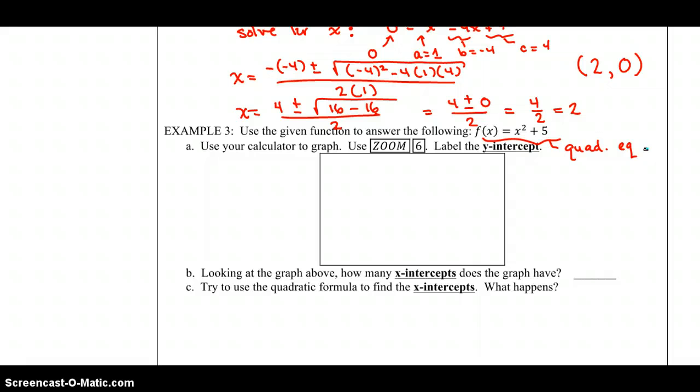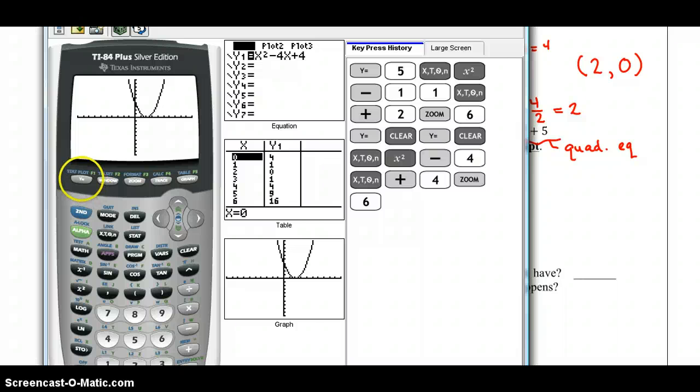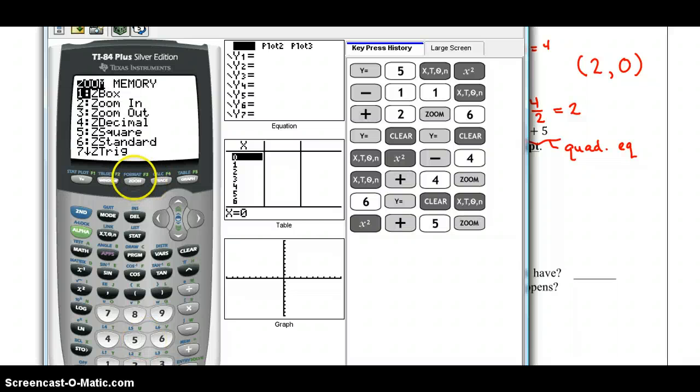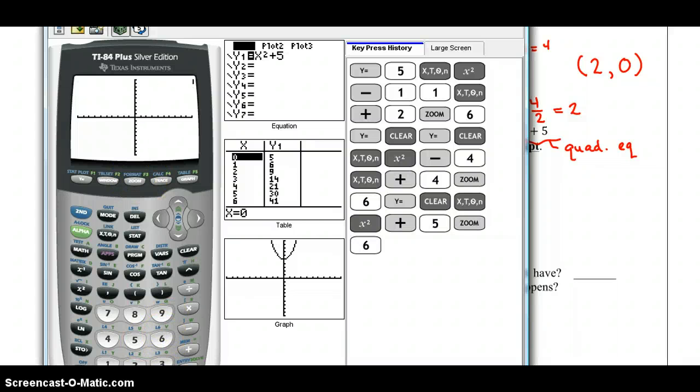And we're asked to use our calculator again to look at the graph of this one. So again, we're going to push Y equals. We're going to clear the last function that we put in there, and we're going to type x squared plus 5. And then again, we're going to start with the standard zoom, Zoom 6. And now here we can see our graph crosses through the y-axis once, but it doesn't cross through the x-axis at all. So this particular graph has no x-intercepts.